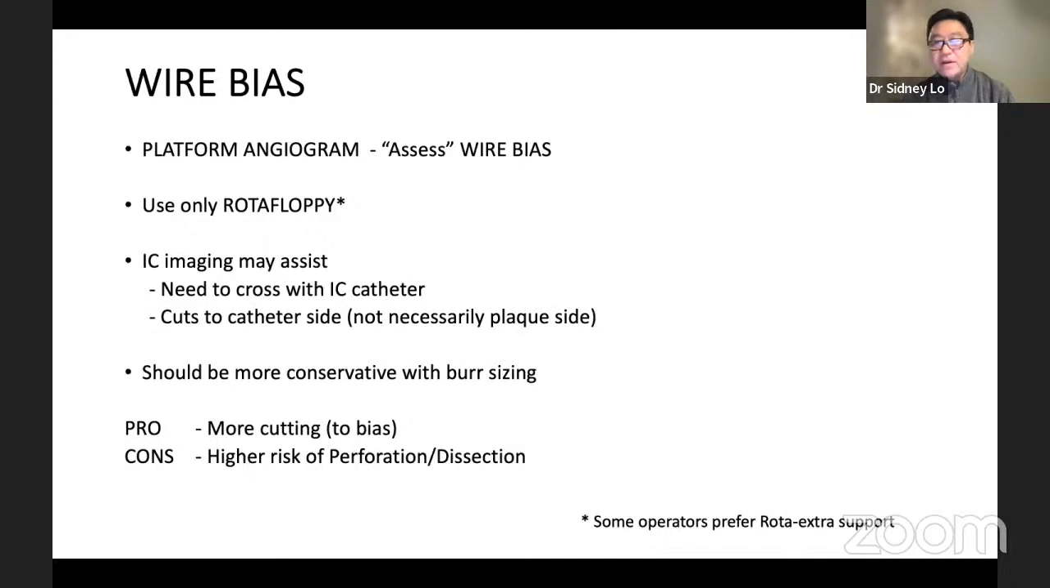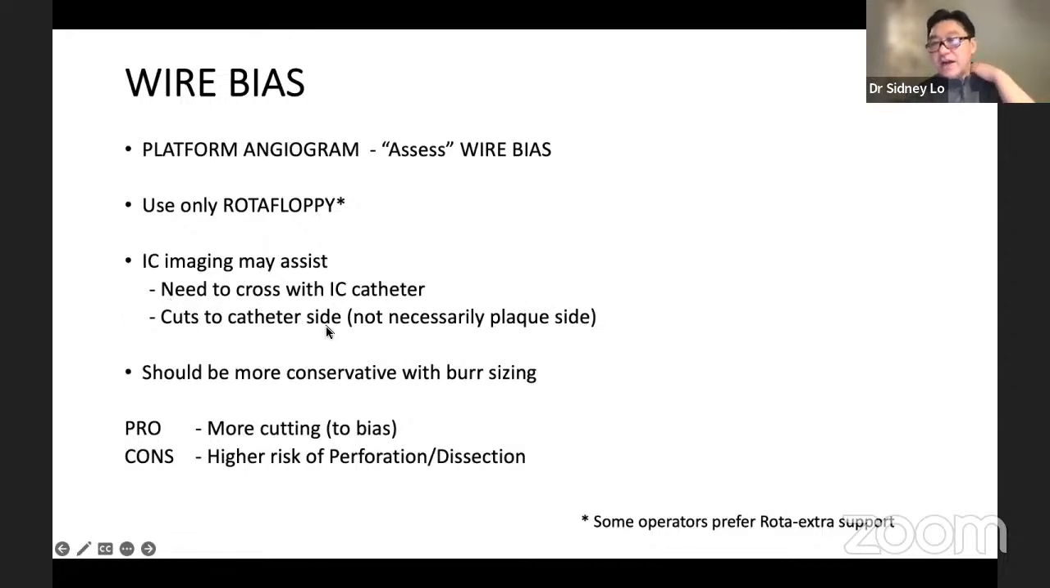through it. I only use Rota floppy wires, but there are many schools of thought, because Rota extra support wires will increase your wire bias, will improve cutting towards the wire bias, but perhaps there's a high risk of perforation if you're very aggressive with the burr sizing. Imaging, therefore, is key to me.